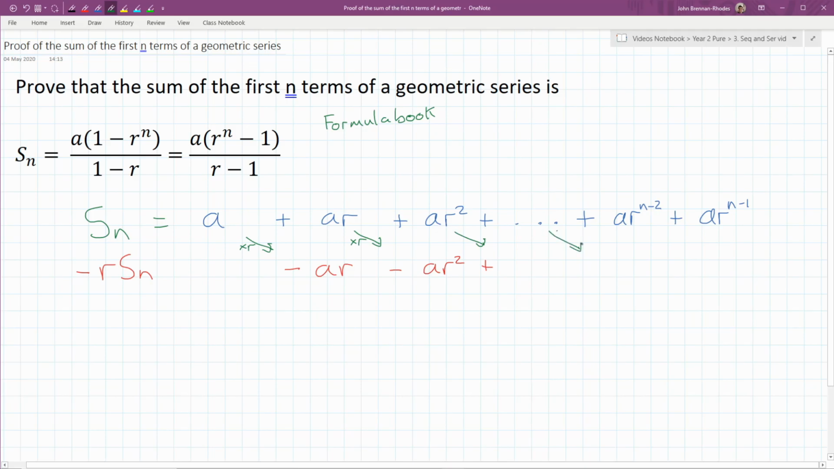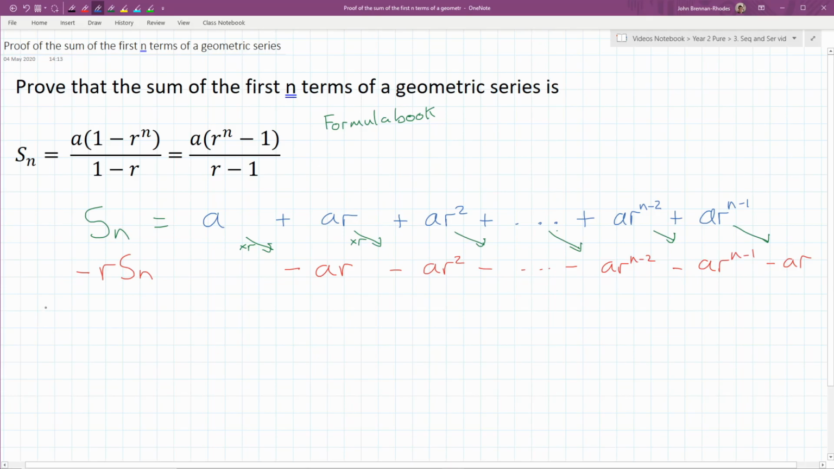So that one that we can't see is going to be, sorry, this is a minus, minus AR to the n minus 2. AR to the n minus 2 multiplied by R is going to be AR to the n minus 1. AR to the n minus 1 multiplied by R is going to be AR to the n. So we can see that everything multiplied by R jumps along 1 space. And so now when you do this subtraction, everything cancels.